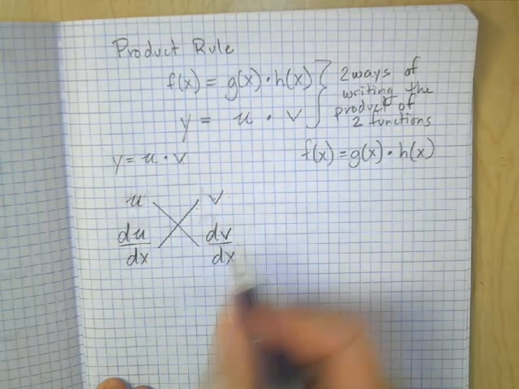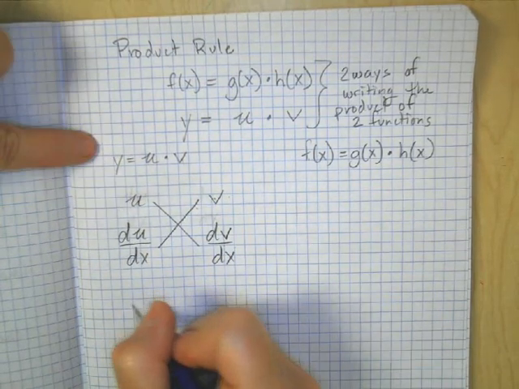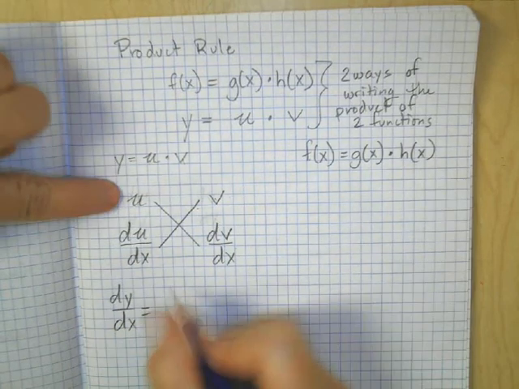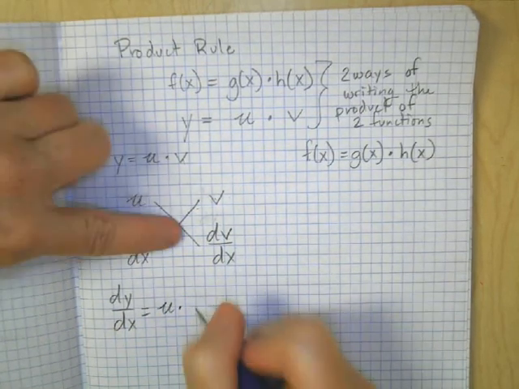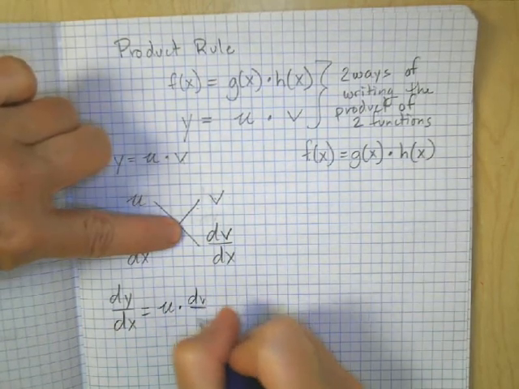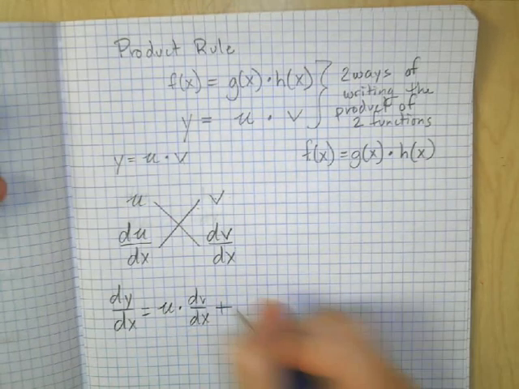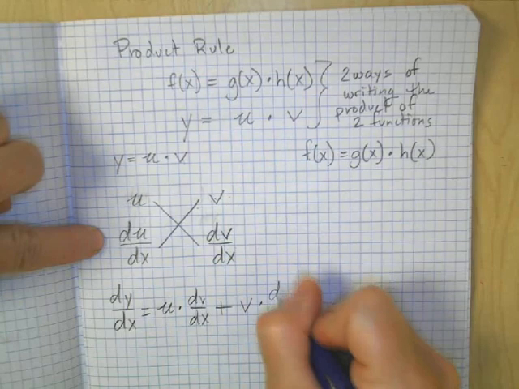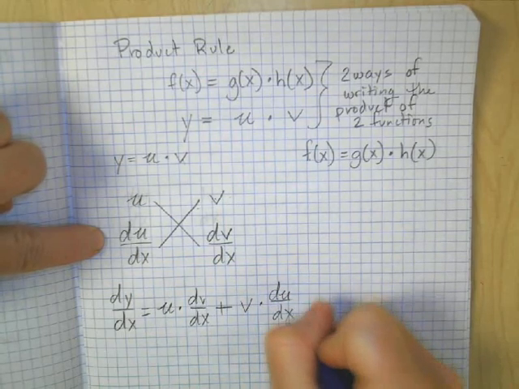So I'm going to have u, so my final function, dy dx, is equal to u times the derivative of the second function, plus the second function times the derivative of the first function. And that's what you see in the formula packet. That's what they have here.